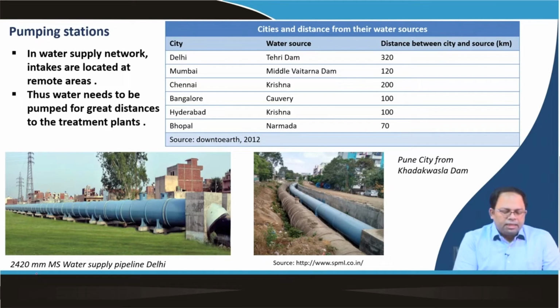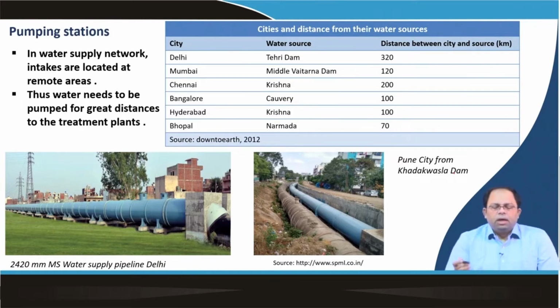As you can see, this is an MS water supply pipeline for Delhi, and it is 2420 mm in diameter, so around 2 meters. Similarly, this one is the pipeline which brings water from the Khadakwasla Dam in Pune for Pune city. This kind of pipelines are laid from the intake sources to the treatment units, or, if the treatment is already done where the water is being lifted, from there to the main city. There also we require large pumping stations to send the water across these distances.